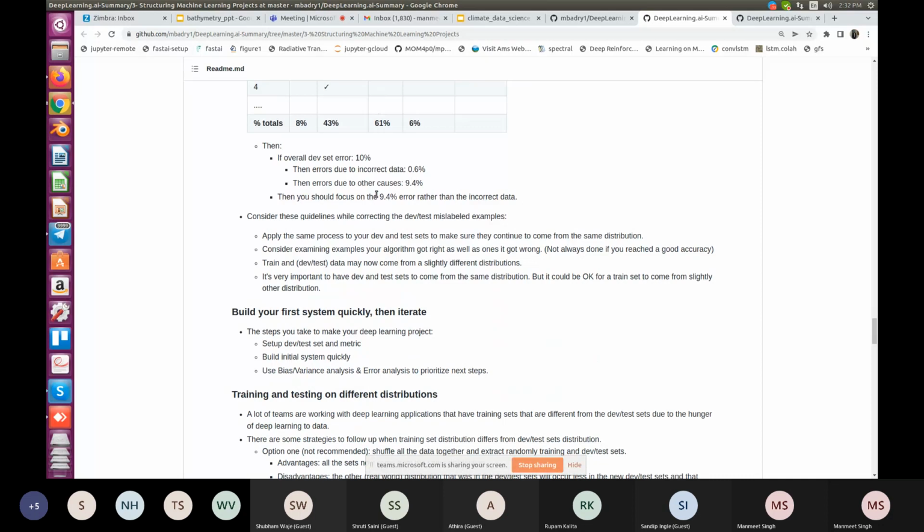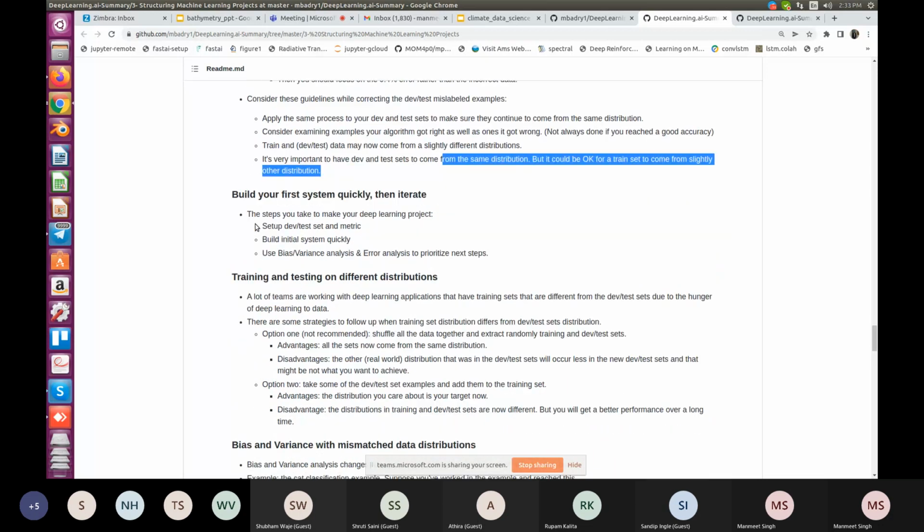And then consider examining examples your algorithm got right as well as what your algorithm got wrong. So you manually go ahead and examine those results, visualize them. That will give you a better idea and confidence in the results of your model. And then they may come from slightly different distributions, and it's very important to have them come from the same distribution. And build your system, iterate it.